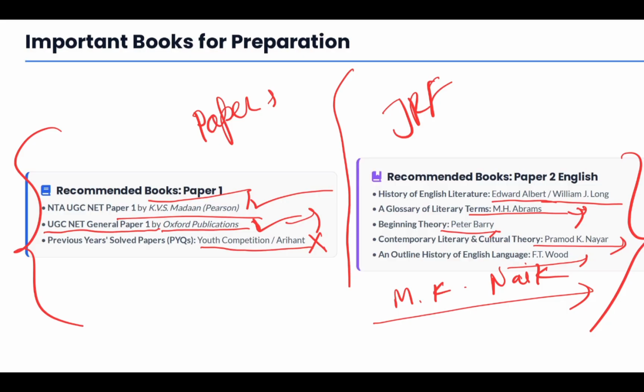So you should start your preparation from history of English literature. Don't follow the syllabus of UGC NET, where the first unit is drama. Don't start your preparation using that syllabus. You should start with history of English literature. Once you complete history of English literature, you have almost covered 40% of the UGC NET syllabus.